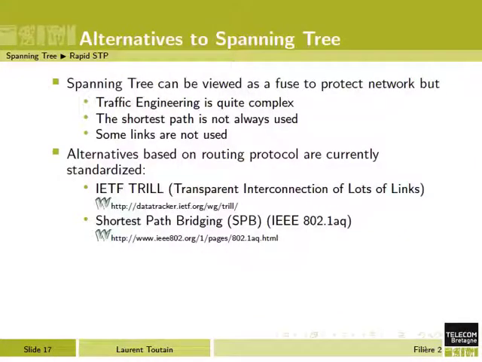So that's the first thing that is useful. The second thing is that we can detect more efficiently when we have a link failure and we can recover the network more easily than what we can do with spanning tree. So, at the IETF, we have a group that is called TRILL, Transparent Interconnection of Lots of Links. It's a working group that works on that. At the IEEE, you have another group that is working on about the same solution.